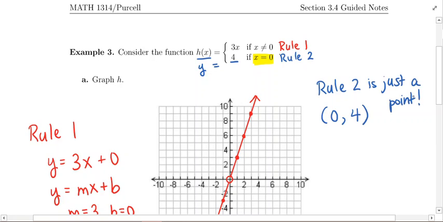It is the point (0, 4). Okay, and we want to include this point, so we're going to go to (0, 4) and put a closed circle. Okay, this is the graph.